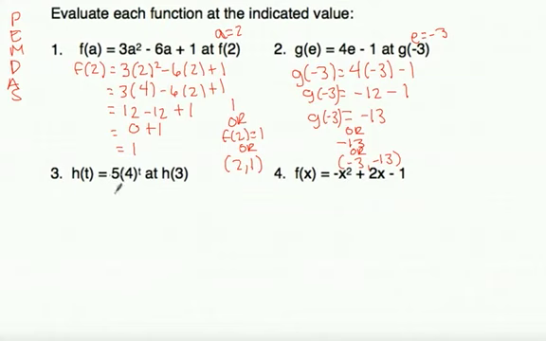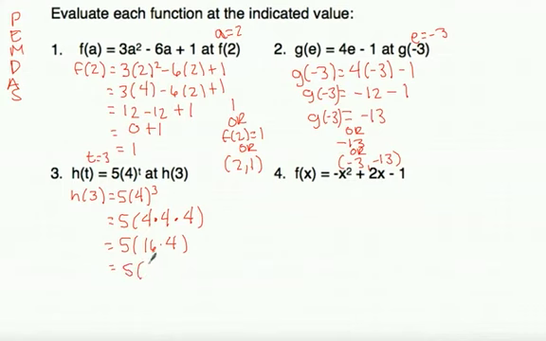Number 3 says h of t equals 5 times 4 to the t, where I have h of 3. So I'm doing t is equal to 3, and I'm plugging in 3 for all of my t's. So I'm going to have h of 3 equals 5 times 4 to the third. So I go PEMDAS, parentheses, can't do anything with those, and then exponents. So I'm doing 4 to the third power, which would be 5 times 4 times 4 times 4. 4 times 4 gives me 16 times 4. And 16 times 4 would give me 64.